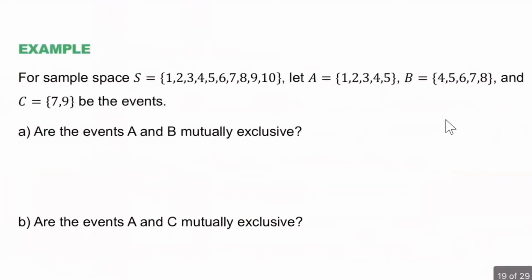Okay, here is that. For sample space S, this is the sample space. Let A equal 1, 2, 3, 4, 5, B equal 4, 5, 6, 7, 8, and C equal 7, 9. If you want, you can also draw this.